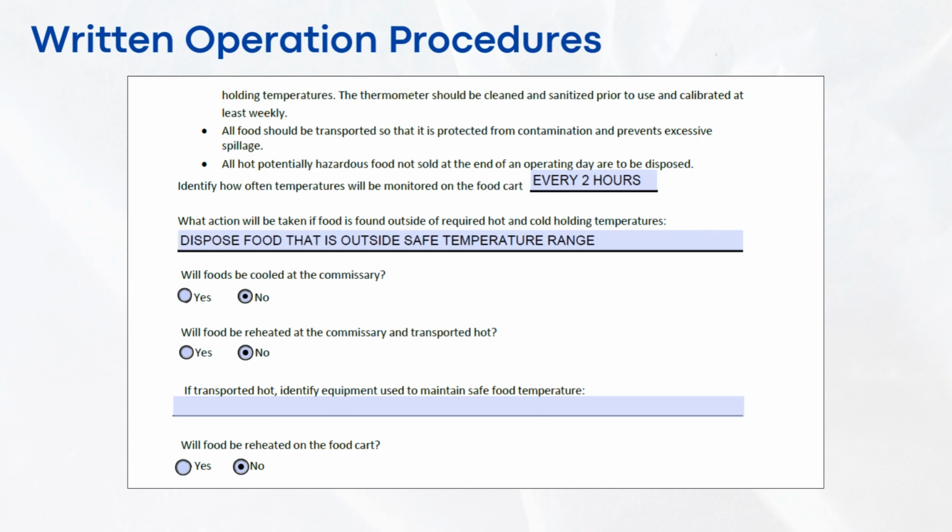We are now moving on to page 3 and continuing in the food handling procedures section. Identify how often temperatures will be monitored on the food cart. Then explain what action will be taken if food is found outside of the required hot and cold holding temperatures. Choose a yes or no option for the question, will foods be cooled at commissary? And then choose a yes or no option for the question, will foods be reheated at the commissary and transported hot? If the food is transported hot, identify the equipment used to maintain safe food temperatures.